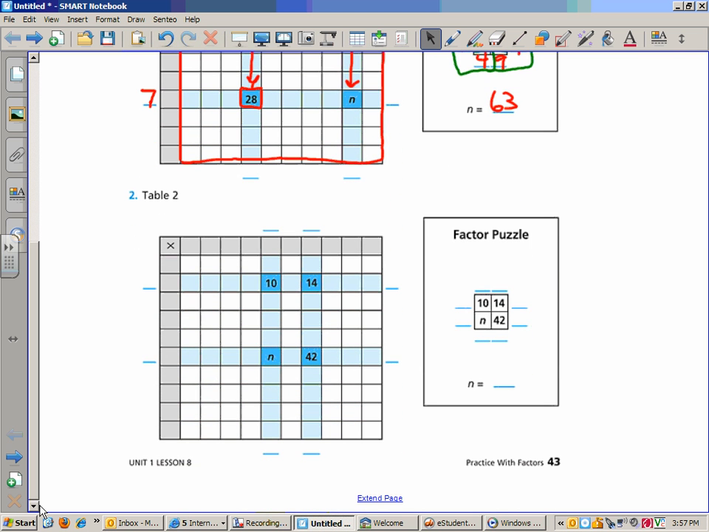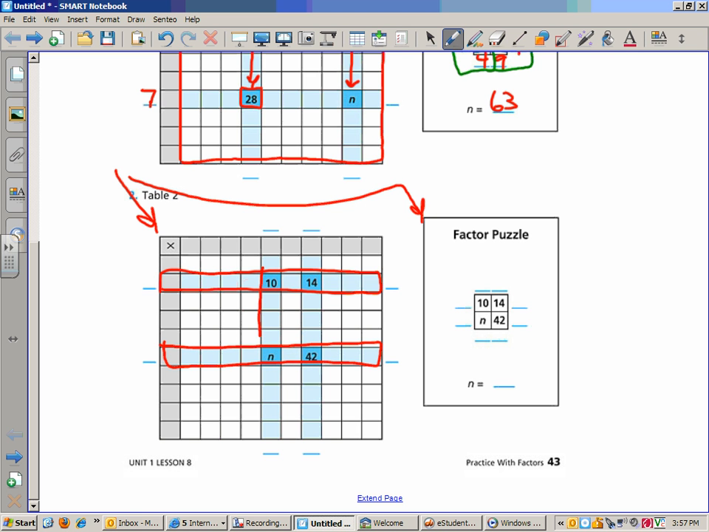Okay, let's go to table 2. Once again, we can look at the multiplication chart, then shrink it down and look at a factor puzzle and try to figure it out. We have 10 and 14 in this row, and n and 42 in this row, and we have 10 and n, 14 and 42. We don't want to start with the product that has a variable in it. So let's look at 10 and 14, asking ourselves what factor they have in common.